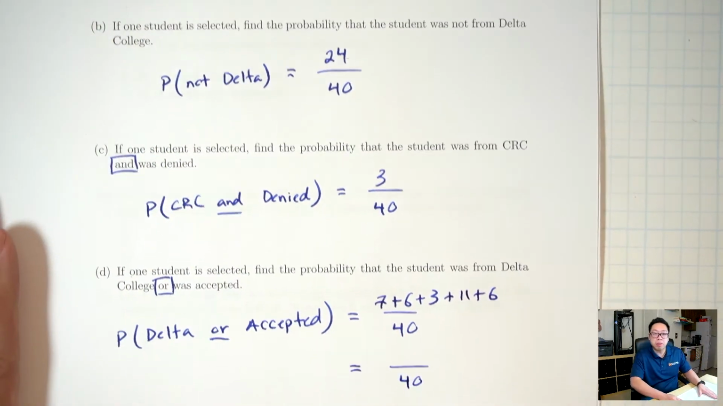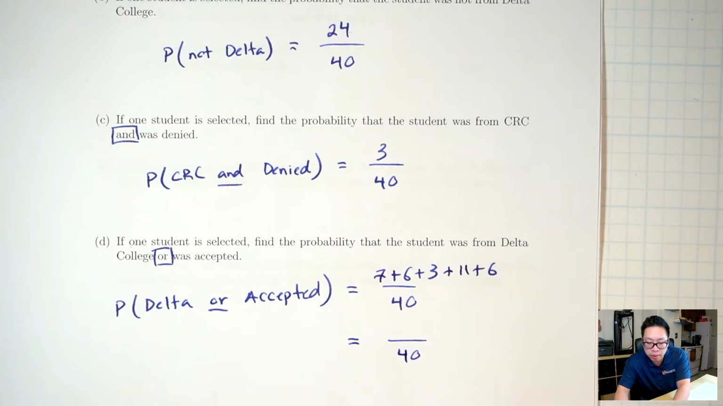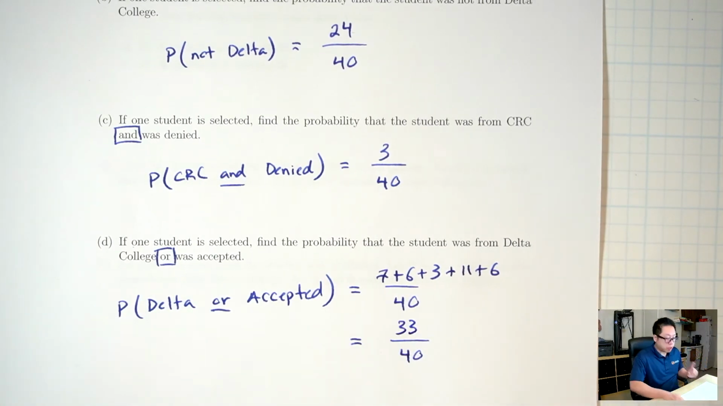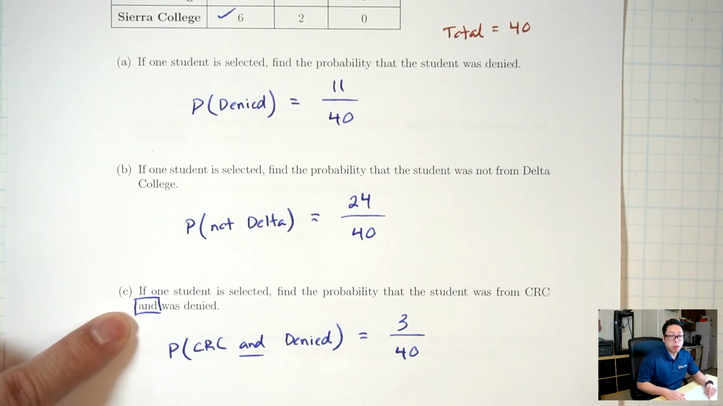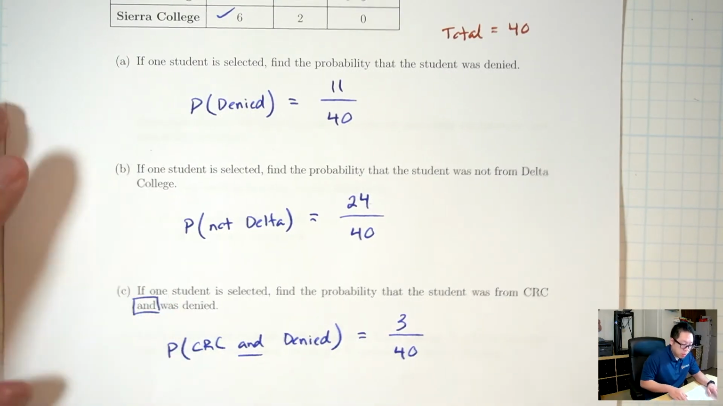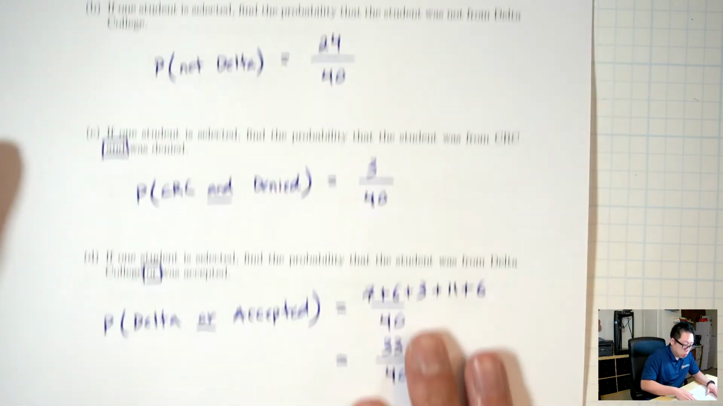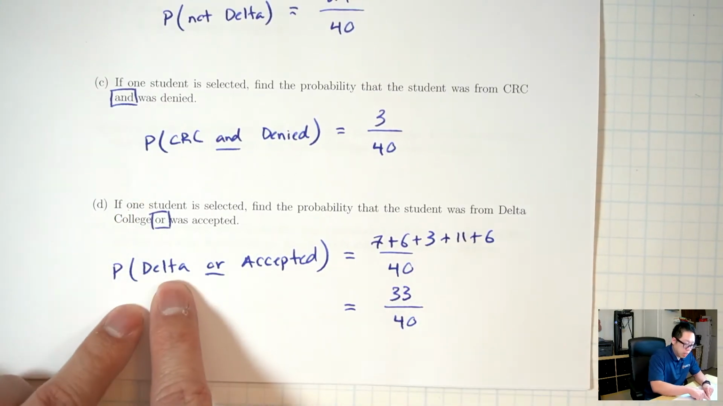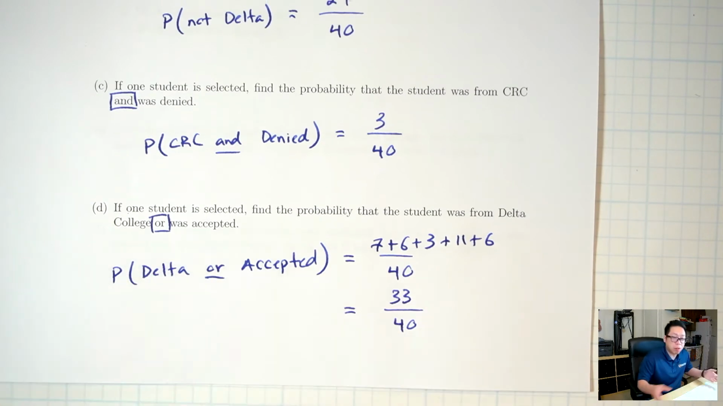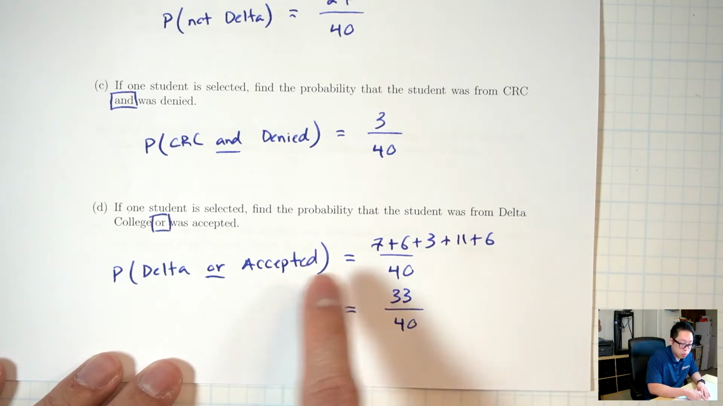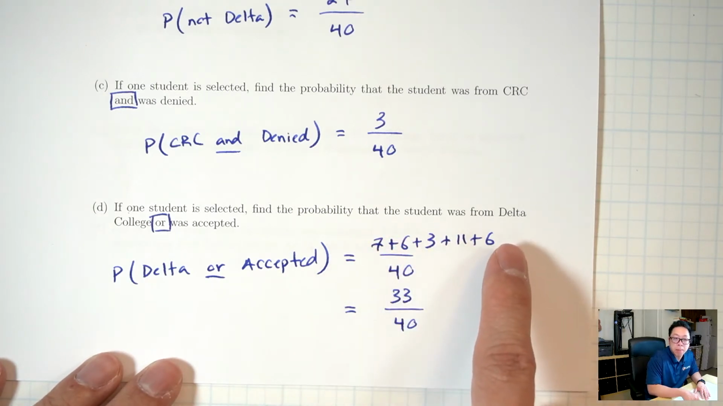Add those together: 7 plus 6 plus 3 plus 11 plus 6, and that's 33. Once again, because we're requiring them to satisfy both requirements from the table, it's going to end up being one of those boxes. For the or, we're taking everybody who satisfies this requirement and also combining it with all the people who satisfy the second requirement. So you will end up with multiple numbers that you'll add up.